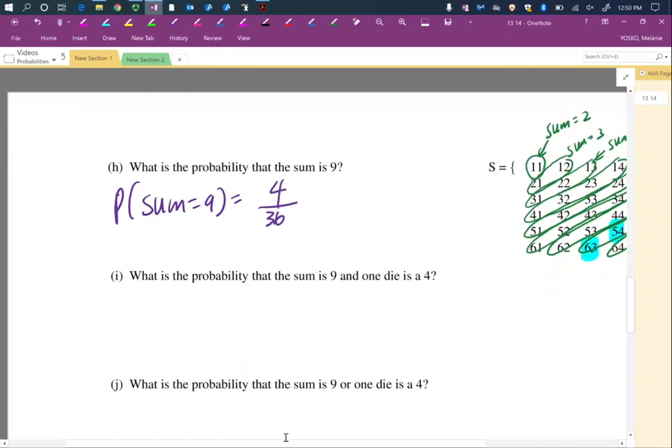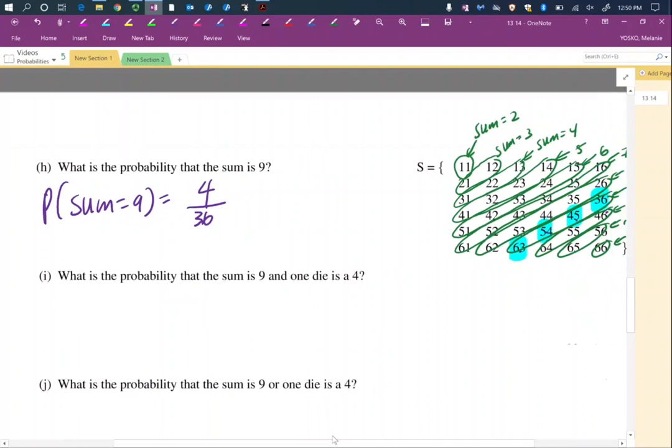What is the probability the sum is 9 and one die is a 4? So let's translate this from English into math. Probability the sum is 9 and, where "and" is our intersection symbol, one die is a 4.